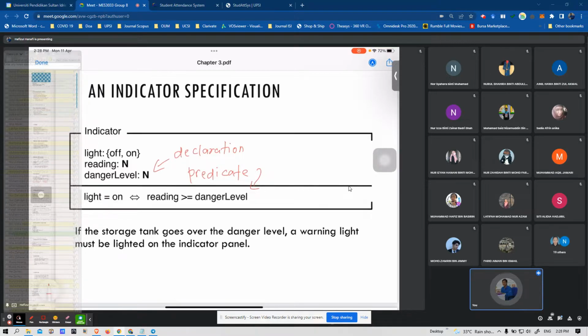Okay, if the storage tank goes over the danger level, a warning light must be lighted on the indicator panel. Okay, light on is equivalent to reading, equivalence, reading, and then we have reading is greater than or equal to danger level.